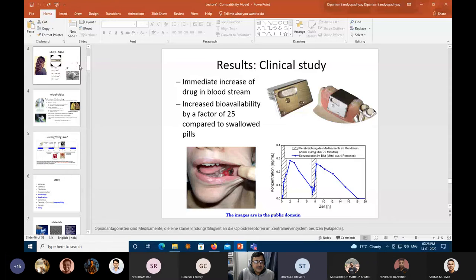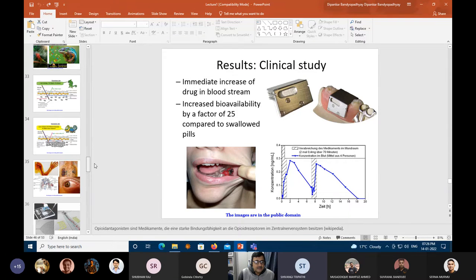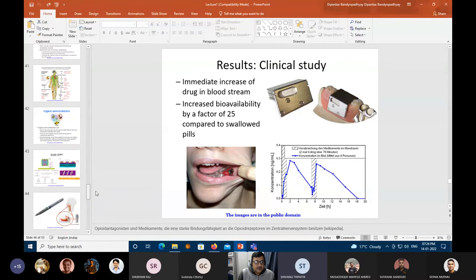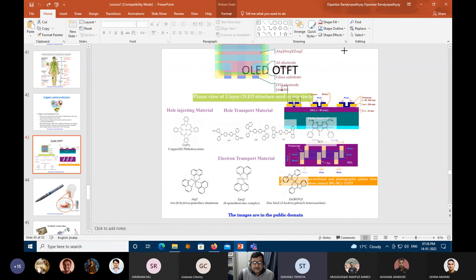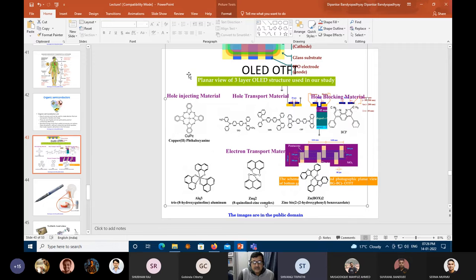Let me just show you the slide once again. So in this slide, suppose any of the molecules that you look at, these conjugations will actually just increase the.